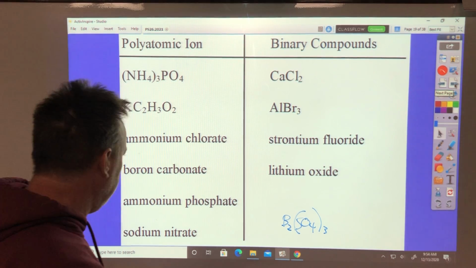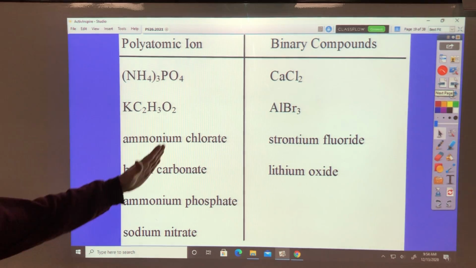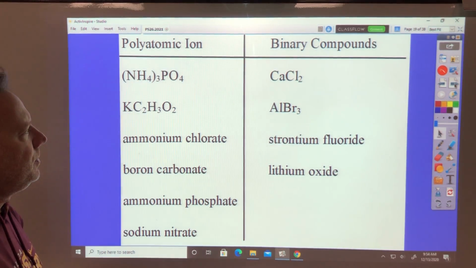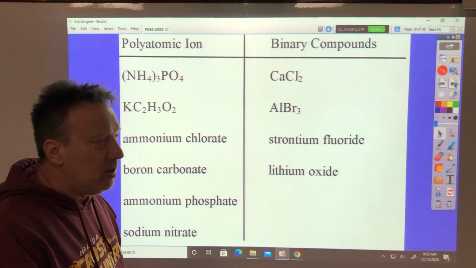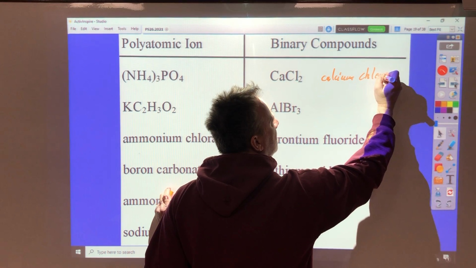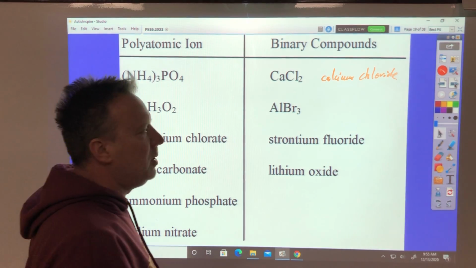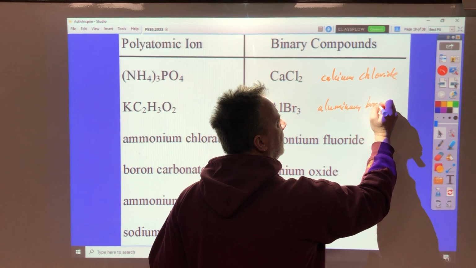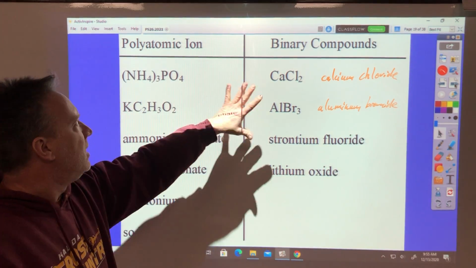Here's some more practice. All of these are ionic. So let's do the binaries first, and then let's do the polyatomics. So this one should be calcium chloride for naming. If you can do this, bam, you got your test down, your quiz down. This one should be aluminum bromide. So I would go through and get all your ides done for your binaries and then do your polyatomics separately.